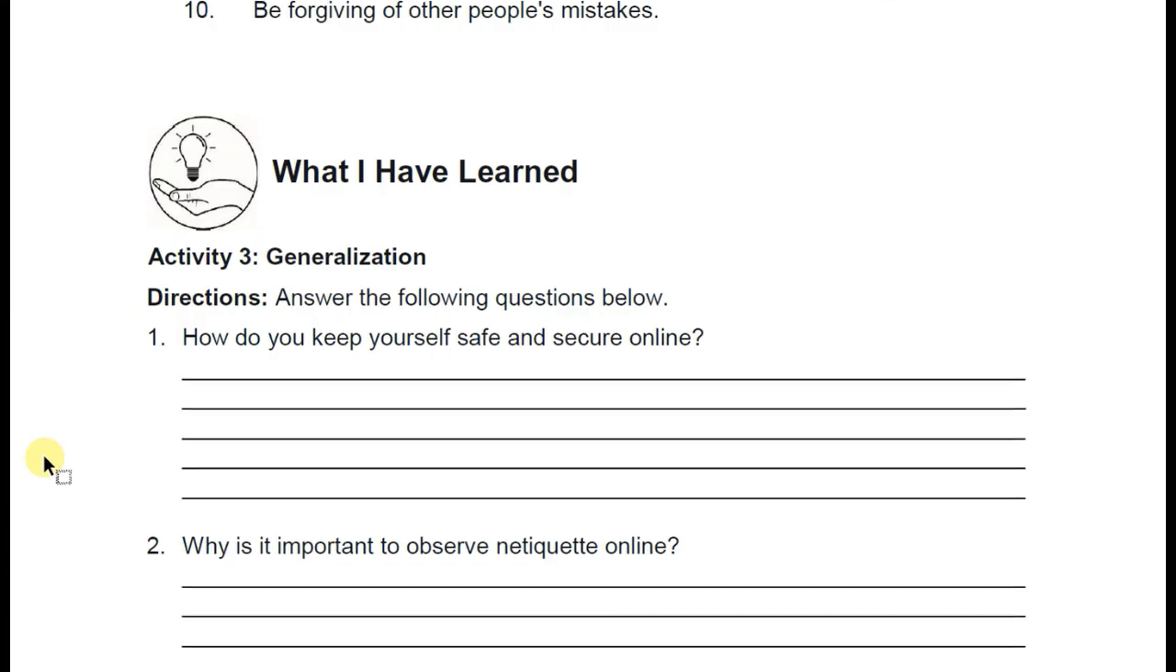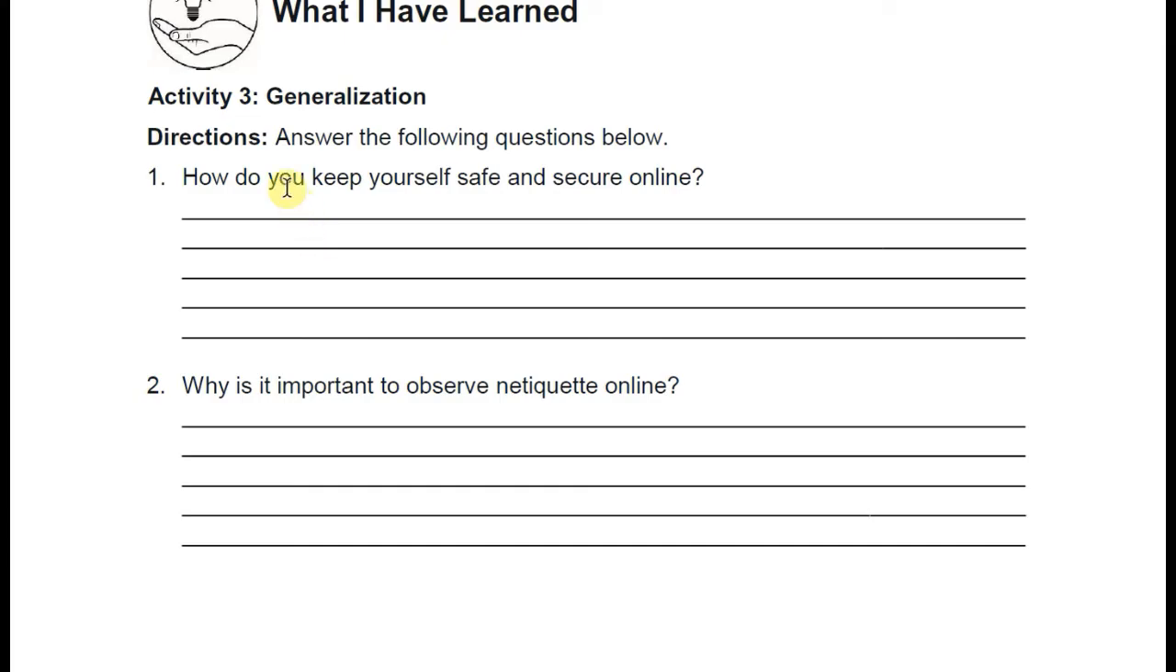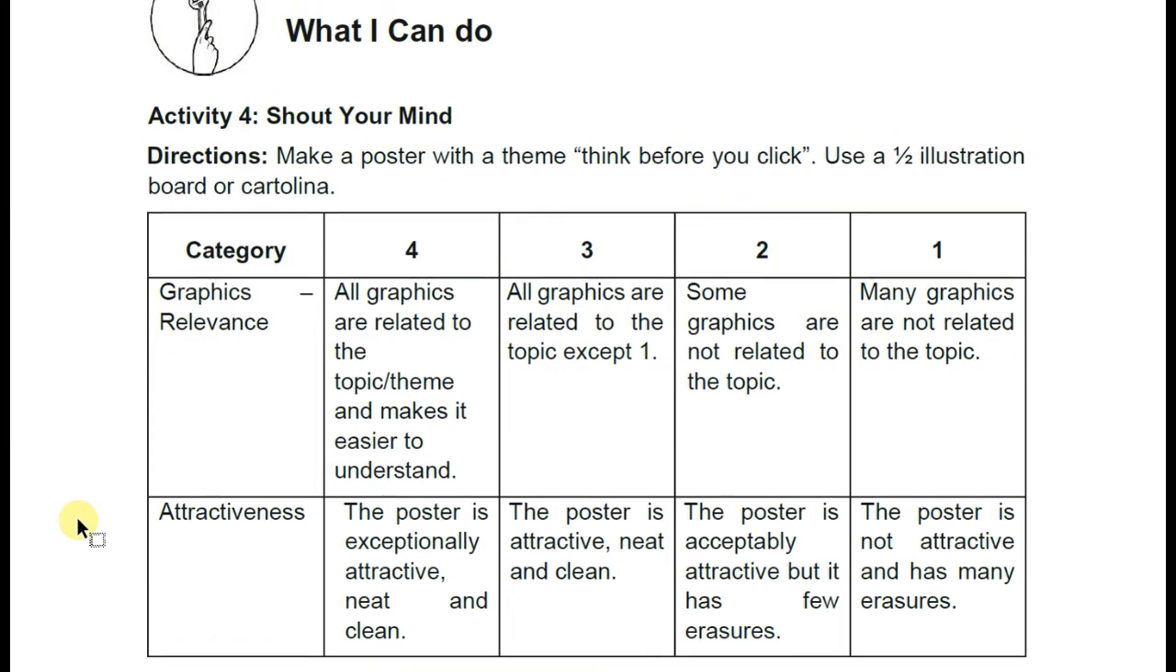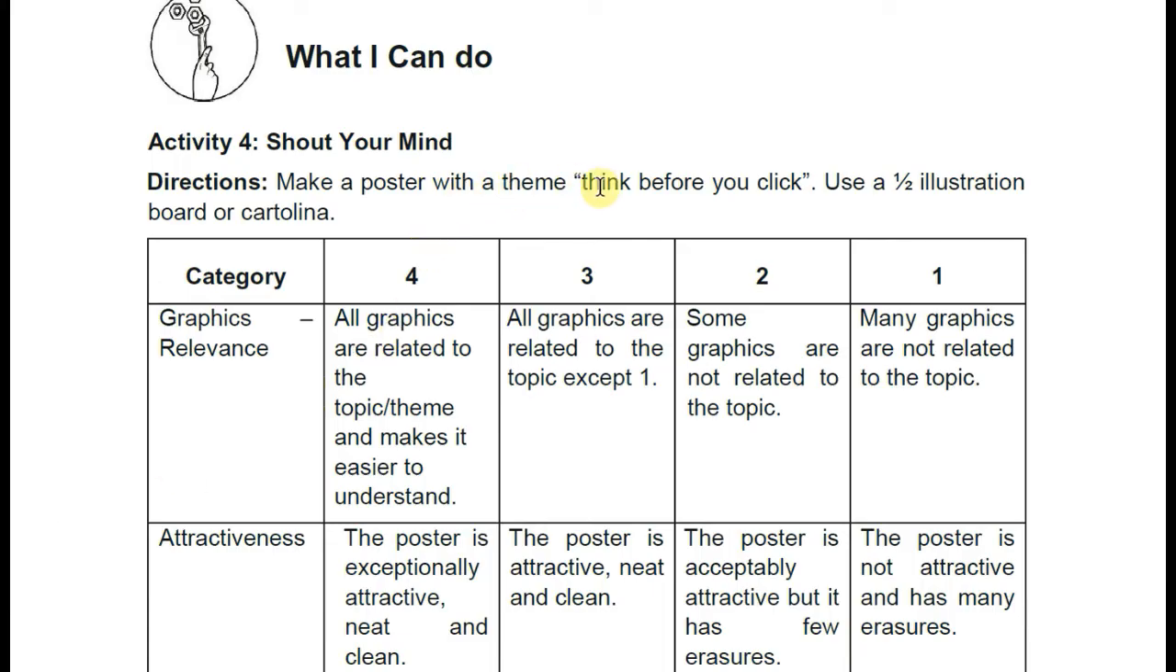So what I have learned: put your answers here. How do you keep yourself safe and secure online? Why is it important to observe netiquette online? Okay? What I can do: what can you do? As activity 4, make a poster with the theme "Think before you click." Use a one-half illustration board or cartolina. So make a poster. One-half cartolina or illustration board only. Put your poster there. This is our rubric for grading you.